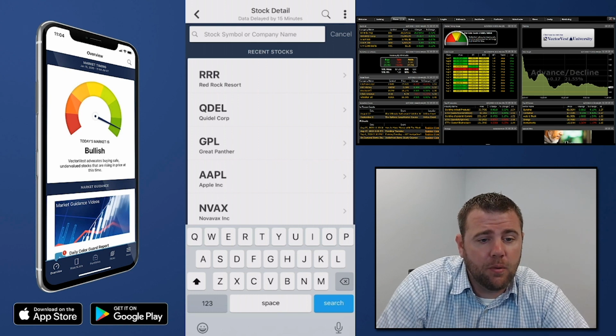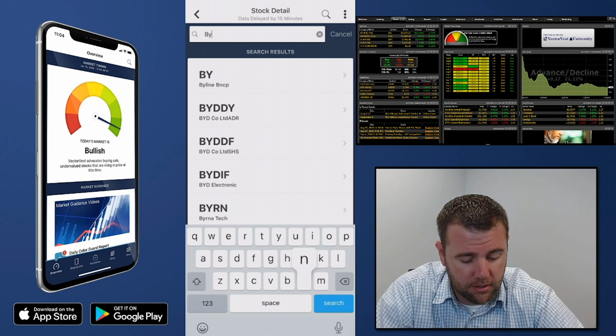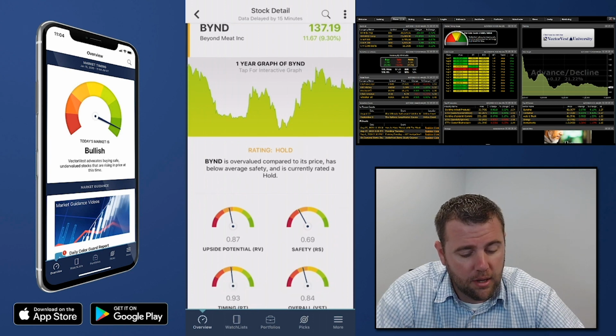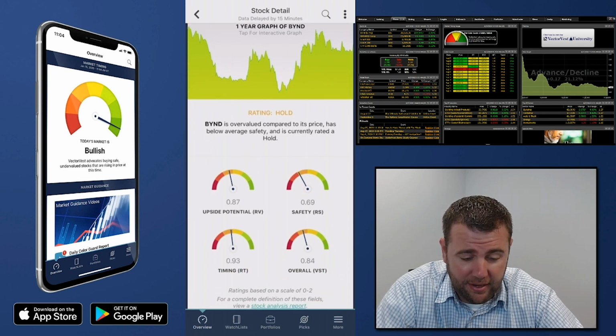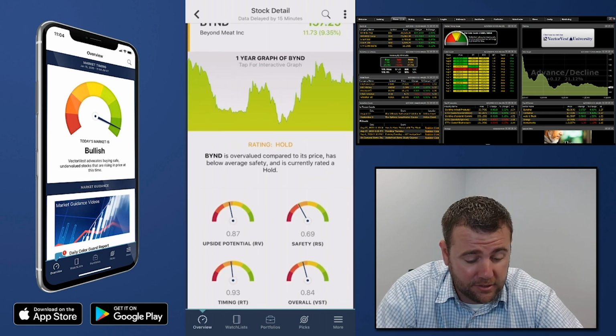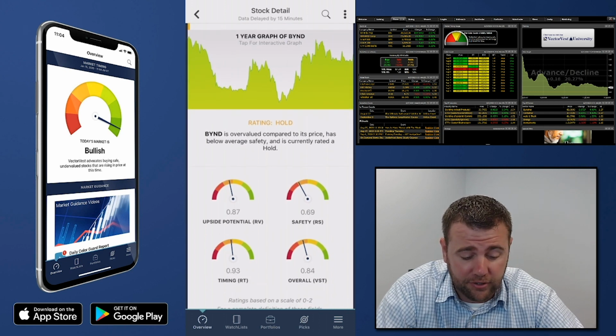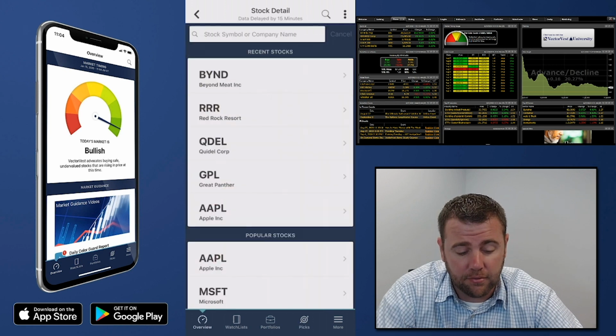Let's see, BYND. There we go. BYND, poor long-term potential, a lot of risk associated with it. Timing, even though it's up almost 10% here today, timing is still in a downtrend. Overall, the stock's not favorable.